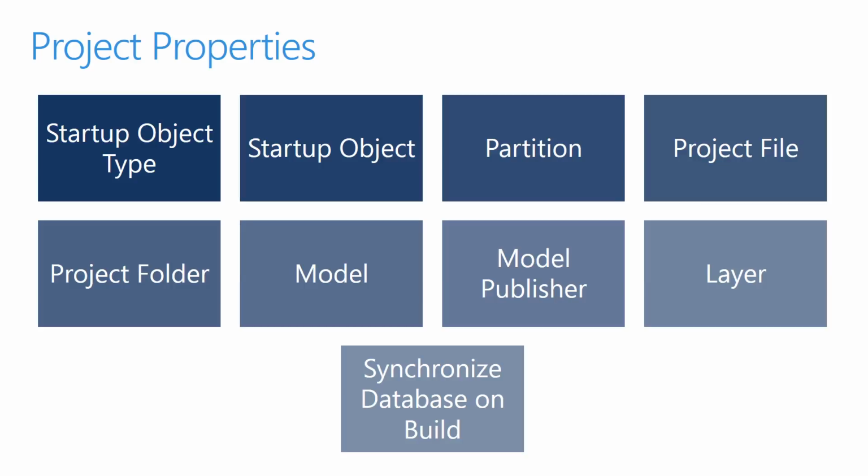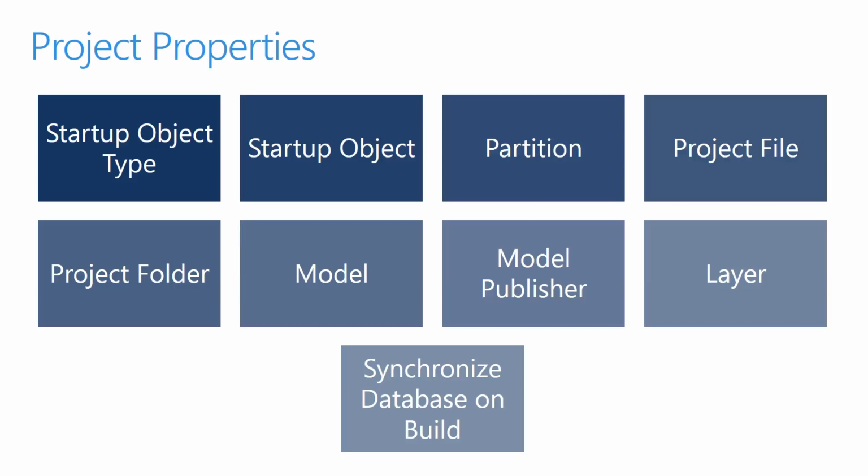The partition property specifies the partition that will be used when the project is run. The project file property identifies the name of the file that contains information about the project. The project folder property specifies the location of the project files in the file system. The model property identifies the model that the project is associated with. This property is particularly important because the project must be associated with only one model, and all elements in the project must belong to the same selected model.